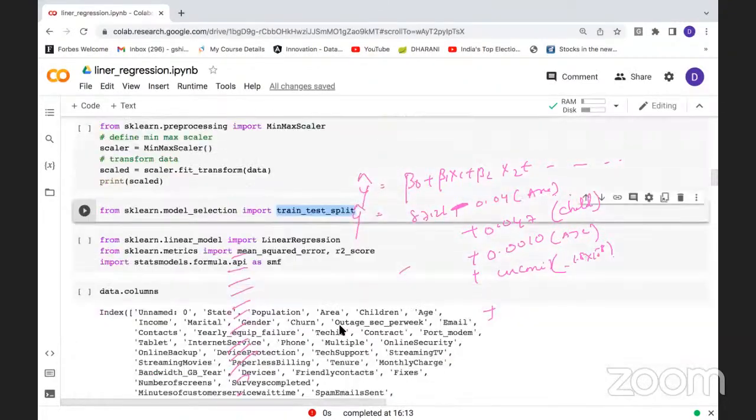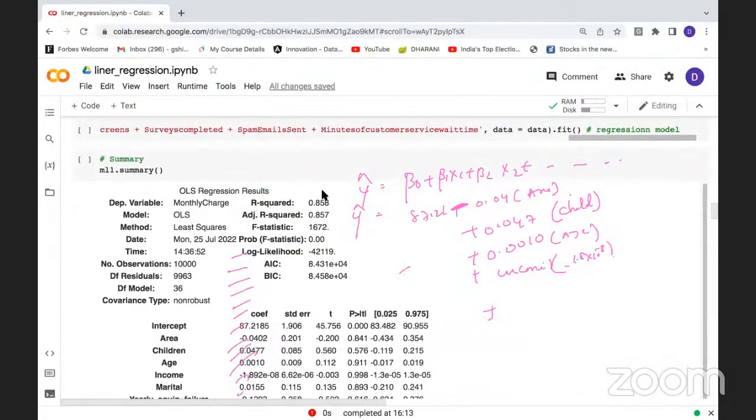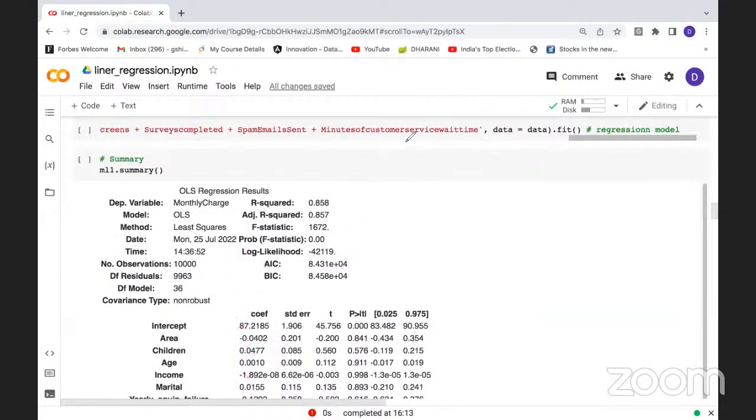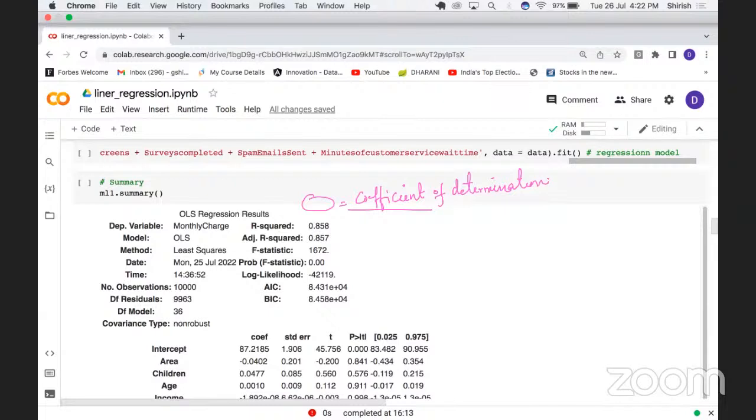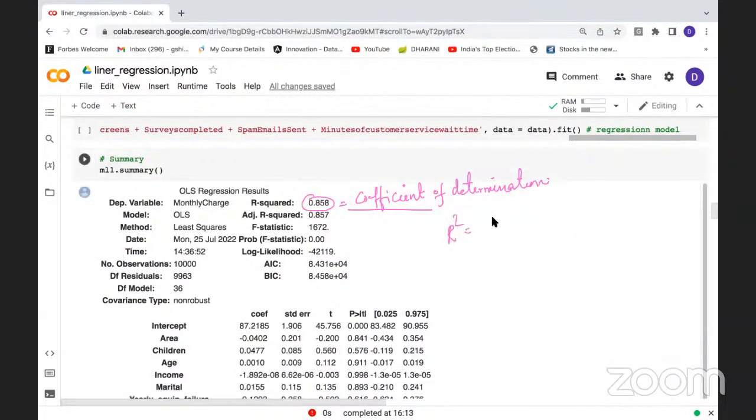The second thing you have to check here, a very important part, is your R square value. Small r is your correlation coefficient, but R square is called the coefficient of determination. It is goodness of fit, how well your model is predicting. It is saying that out of 100 values you pass to me, 86 values I predict correctly.